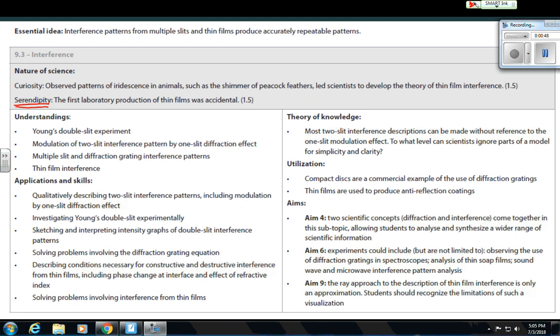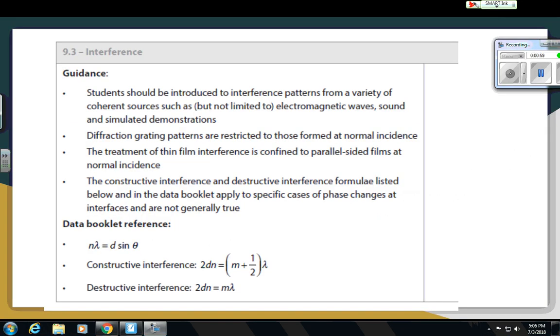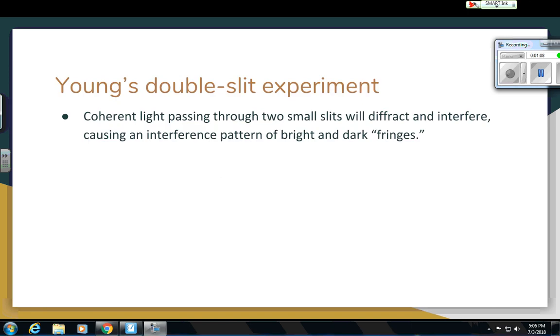So we'll talk about Young's double slit experiment some more. We'll look at modulation of interference patterns, multiple slit interference, and thin film interference. Some pretty cool stuff. Notice that the equations aren't too bad here and look pretty similar to things that we have seen before. So the first thing that we will do is go back to Young's double slit experiment.